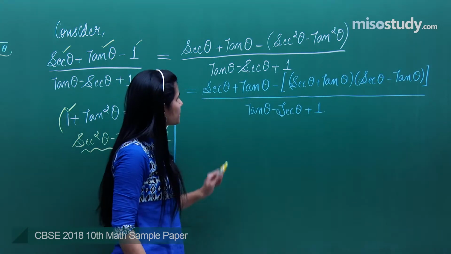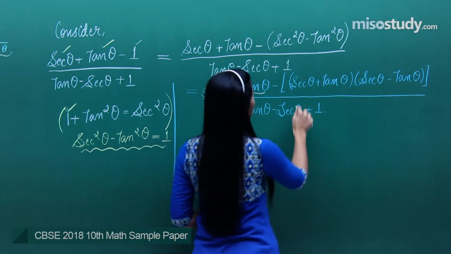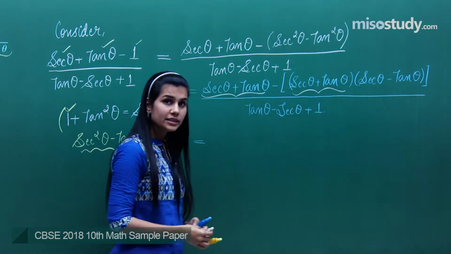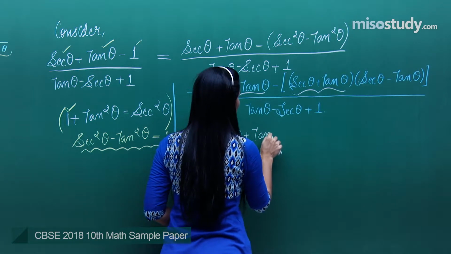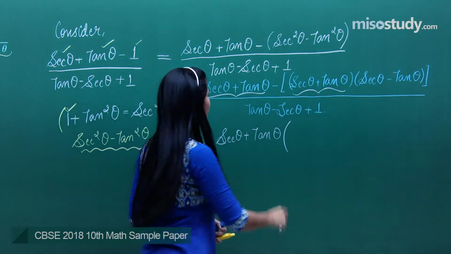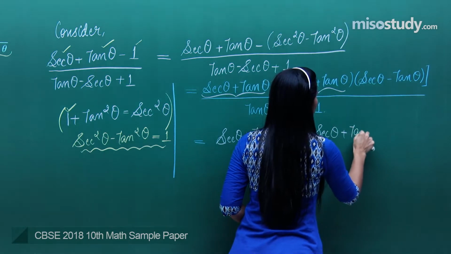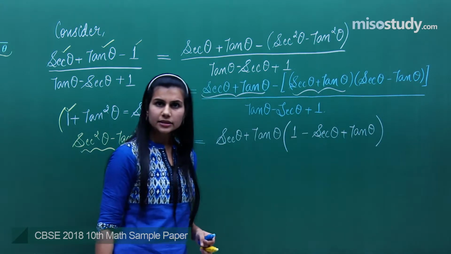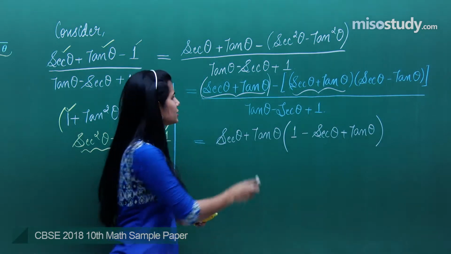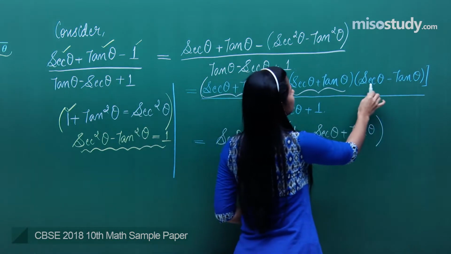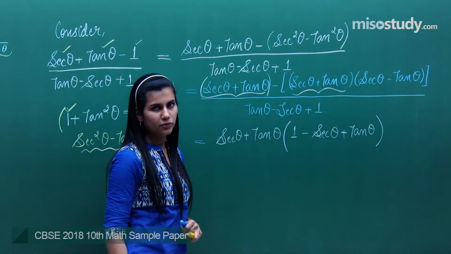Okay? Let's proceed further. If you carefully see, here you have sec theta plus tan theta, and inside the braces also you have sec theta plus tan theta. So let me take out sec theta plus tan theta common. Then inside the braces you're left with what? Because I have taken out sec theta plus tan theta common, here you're left with 1 minus sec theta minus tan theta. So it will be 1 minus sec theta plus tan theta when you open the braces.